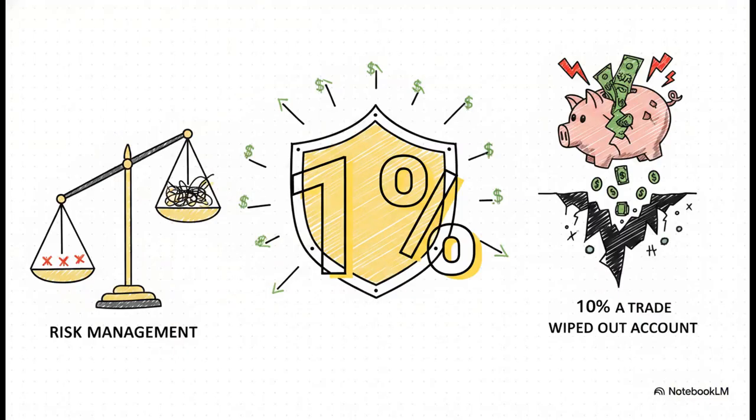This number right here, this is everything. Professionals rigorously protect their capital by risking only a tiny fraction, typically 0.5% to a maximum of 1% on any single trade. Risk management is infinitely more important than finding a perfect entry. If you risk 10% a trade, a tiny streak of bad luck will wipe your account out completely. But at 1%, you can comfortably survive those inevitable losing streaks.